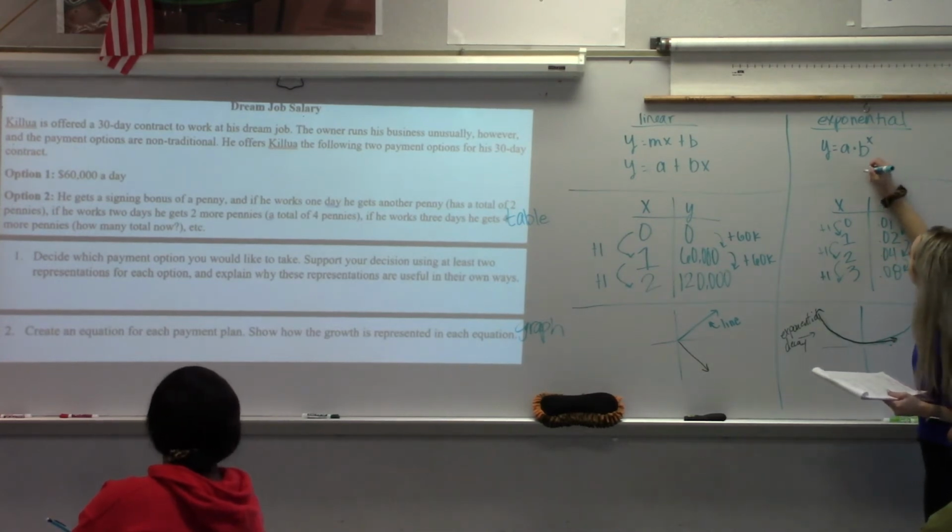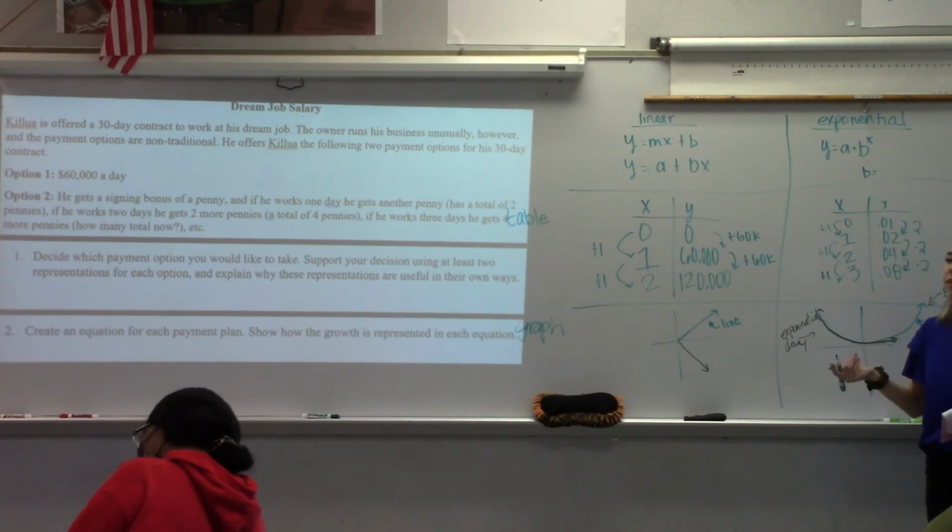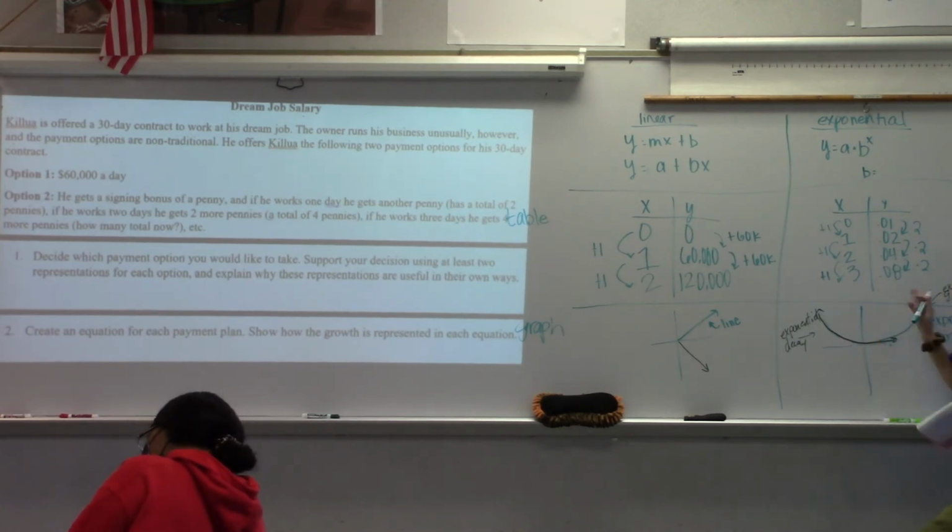You may make a note that b is your constant factor, or for exponential functions, we also call this the common ratio. So 2 is our common ratio in this problem.